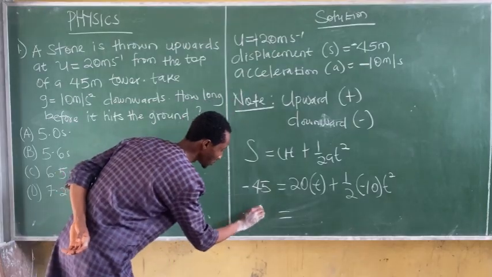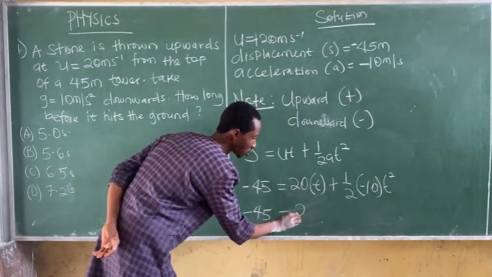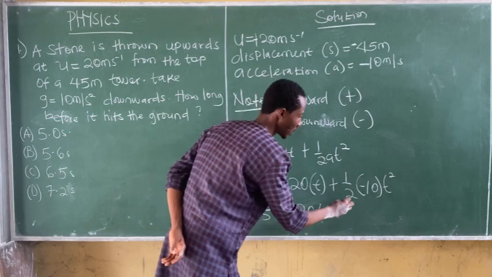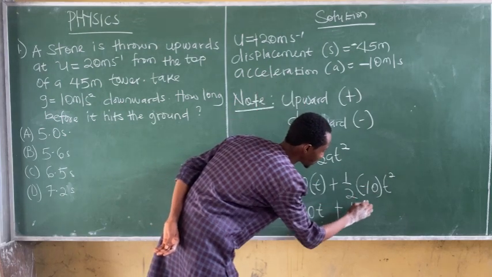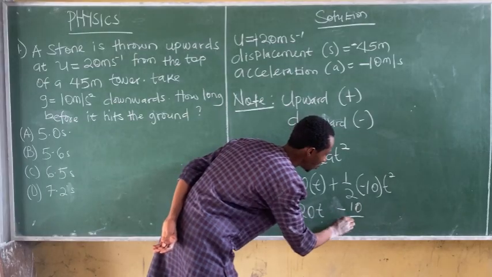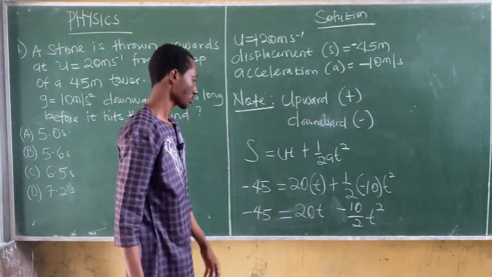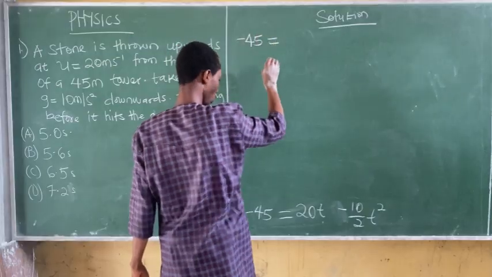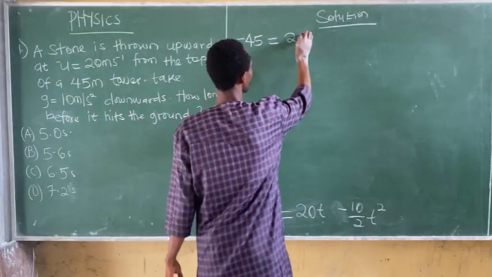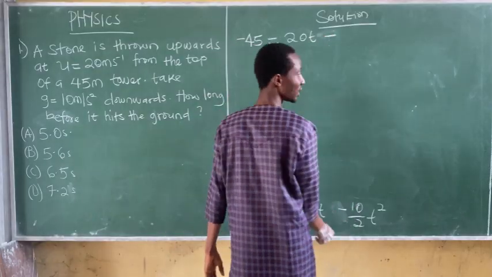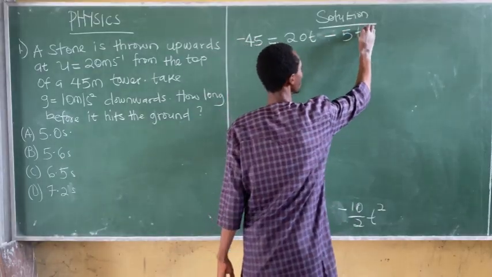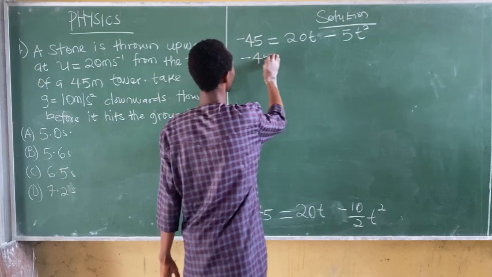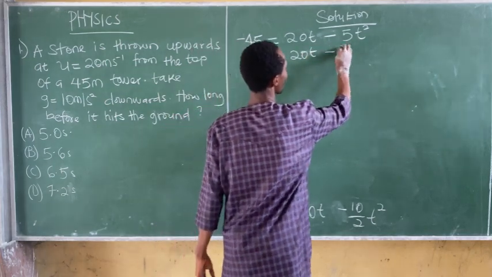This is the same thing as minus 45 is equal to 20 times t gives us 20t plus 1 over 2 times minus 10. It's the same thing as 1 times 10 will give us minus 10 over 2 t squared. Now from here we have that minus 45 is equal to what? 20t minus 10 divided by 2 gives us what? 5t squared. Now we have minus 45 is equal to 20t minus 5t squared.